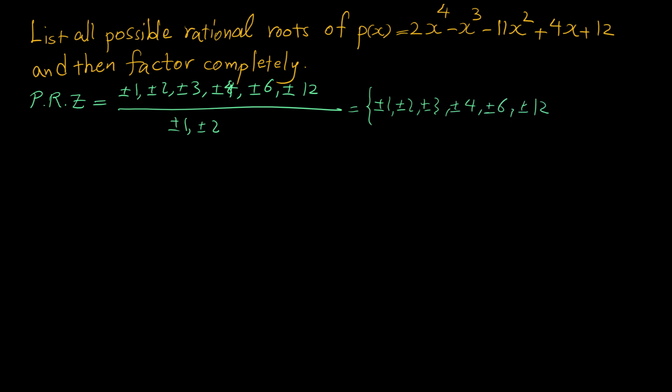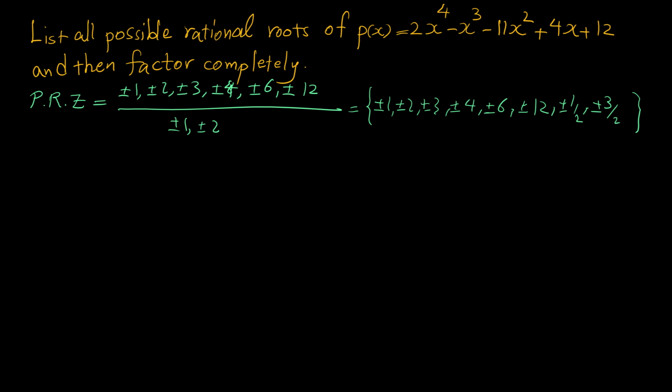Now let's consider the actual rationals. 1 over 2 is a new possible rational zero. 2 over 2 is 1. 3 over 2 would be new, so 3 over 2 should be added to our list. 4 over 2 is 2, 4 over 1 is 4, 6 over 2 is 3, 6 over 1 is 6, and it's in our list. Nothing new would be added, and 12 over 1 or 12 over 2 would not add anything to our list. So these are all the possible rational roots.